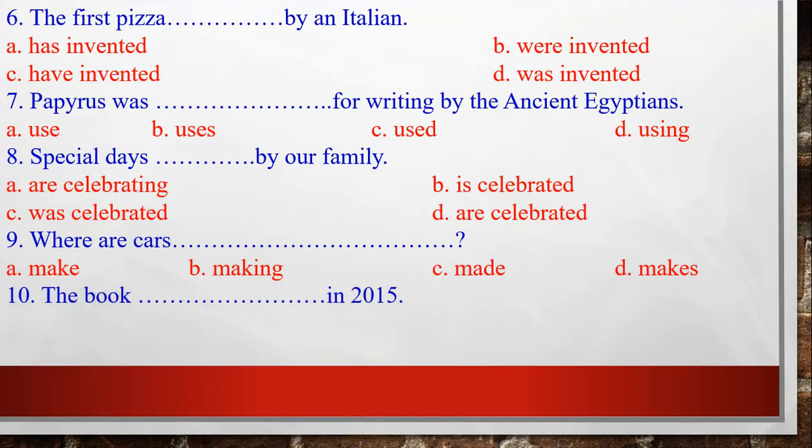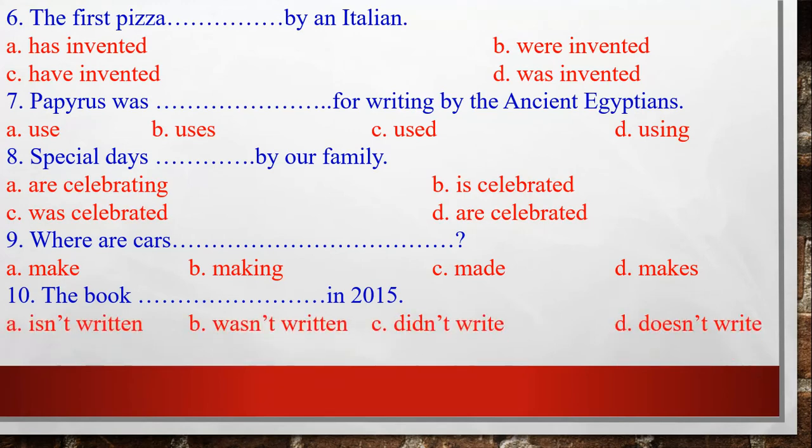Number 10. The book was written in 2015. This sentence is in the passive too. The book is a singular noun, so I must use verb to be plus the past participle form. And this sentence is in the past, so I must use was written. Was written. So the correct answer is letter B.